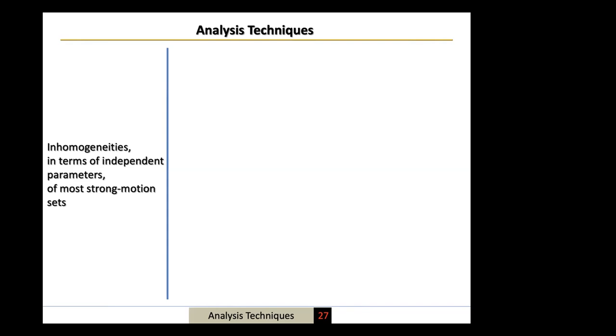Then we also discussed different measures of distance, source to site distance, and how these different types of distance can affect our ground motion prediction. We also introduced site effect briefly and how we can incorporate this site effect in our equation. And now we will talk about some points in analysis techniques. When we have collected all the independent parameters and dependent parameters, we want to estimate the unknown coefficients in a GMPE. And here we face some problems and we will briefly describe them.